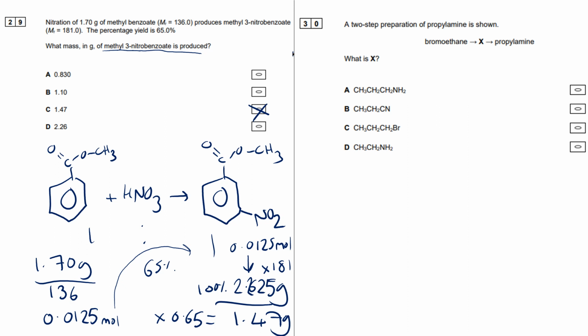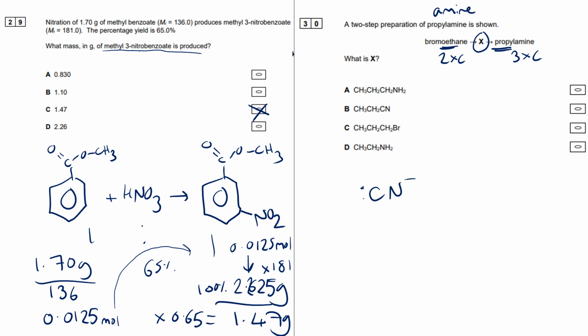Question 30. A 2-step preparation of an amine is shown. So you're going from bromoethane to propylamine. What is the intermediate compound X? So a big clue here is the fact that we're going from an eth, or something with 2 carbons in it, to a prop, or something with 3 carbons in it. The main way to increase the carbon chain from the specification is by adding a nitrile.